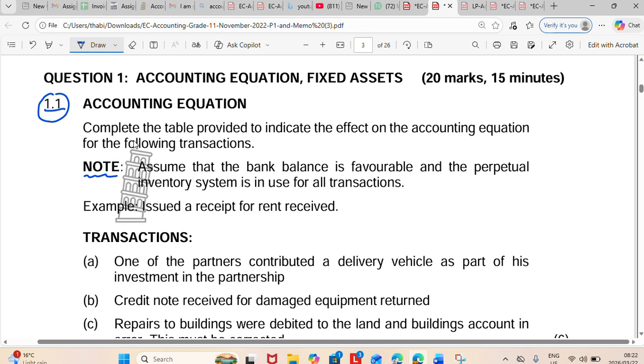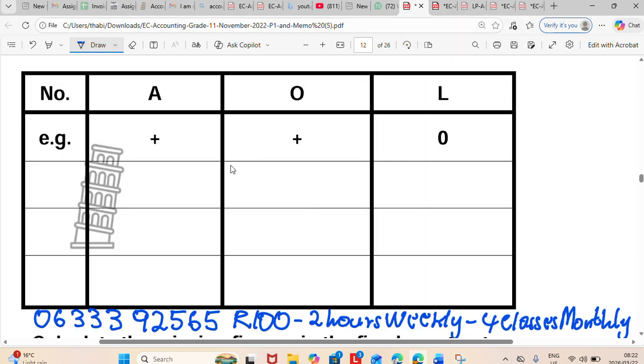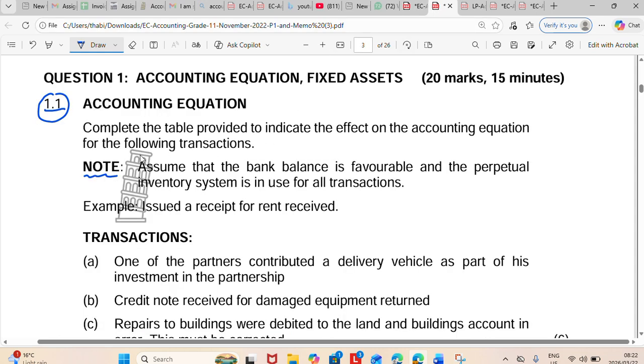Here we're told that we need to complete the table provided to indicate the effect on the accounting equation for the following transactions. So where's the table that they are talking about? Here's the table, guys, that we're going to use to write our answers. And then we need to note that the bank balance is favorable and the perpetual inventory system is in use for all transactions. If the bank balance is favorable, it means it is positive. We have money in our bank account. And additionally, we are told that the perpetual inventory system is in use for all transactions.